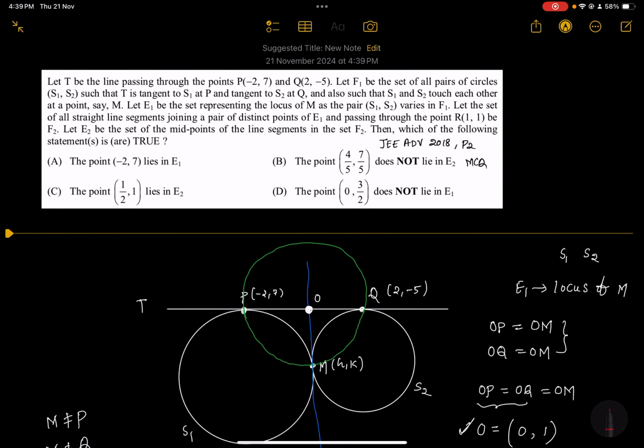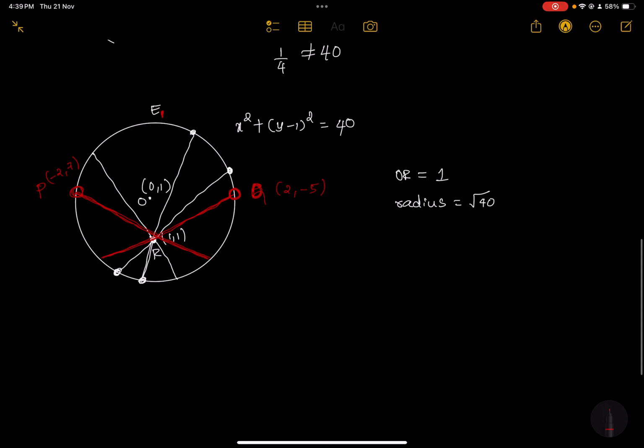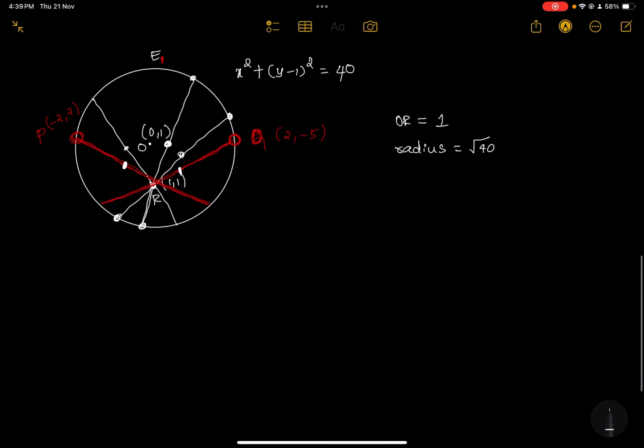Now let us see what E2 is. E2 is the set of midpoints of line segments in F2. So there are so many line segments in F2. If you collect all the midpoints, the midpoint of this line segment, this line segment, this line segment, all the line segments, if you get their locus, that will be E2. But this midpoint and the midpoint on this chord, these two will not lie on the final locus. Remember that. Now let us go ahead and redraw the figure and solve for E2. So O is here, which is (0, 1).